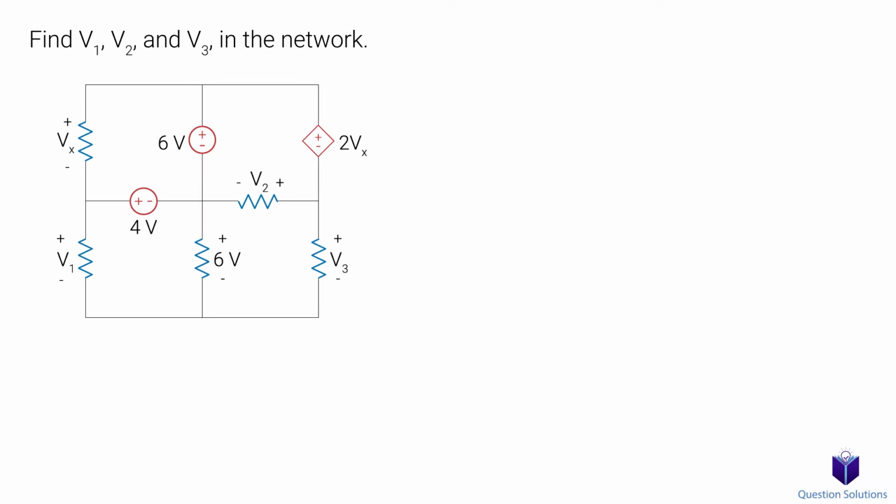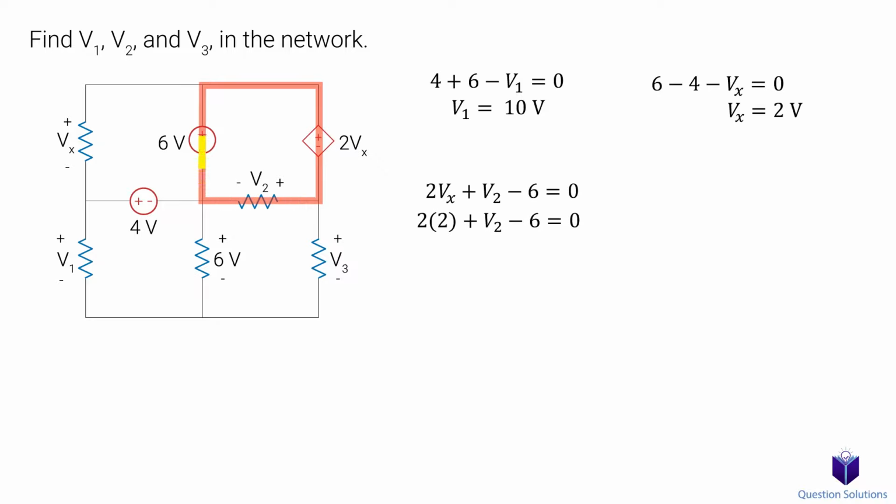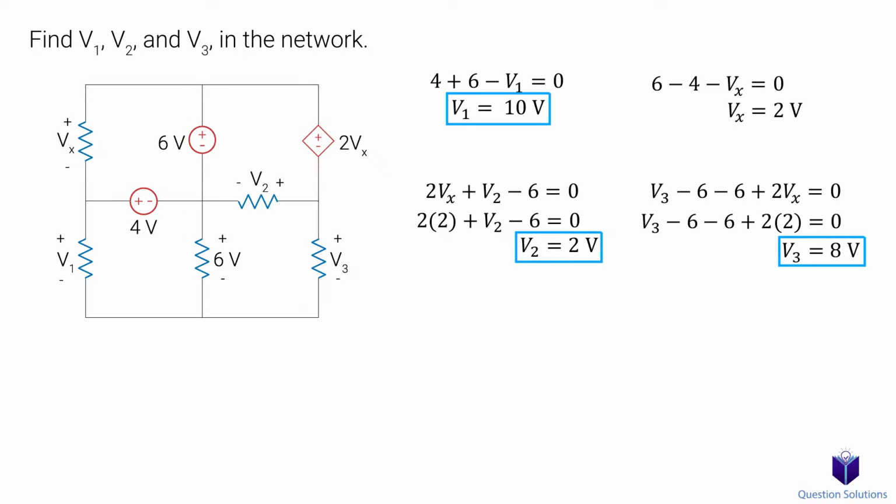Let's take a look at this question where we need to find V1, V2, and V3. For V1, we can write a KVL for this loop. Let's go clockwise. Next, we need to figure out Vx because that will be helpful for the other loops. So let's write a KVL equation for this loop. Now that we have Vx, we can write a KVL for this loop to figure out V2. Let's plug in the value of Vx and solve for V2. Now we can write another KVL for this loop to figure out V3. Let's solve, and those are our answers.